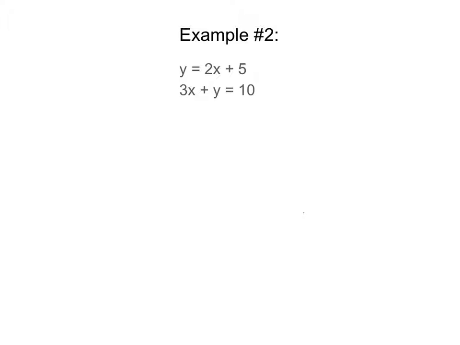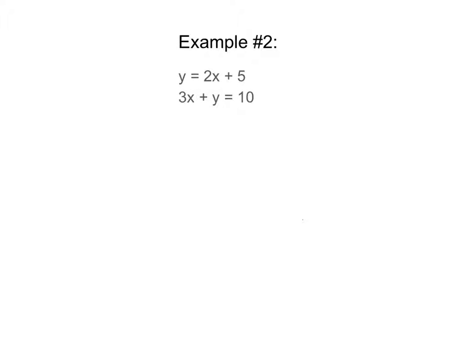If we take a look, it actually looks like one of our variables is already isolated, and that variable is y. So I can see y here is already isolated and it's already by itself. But what is y equal to? Well, y is equal to 2x plus 5.